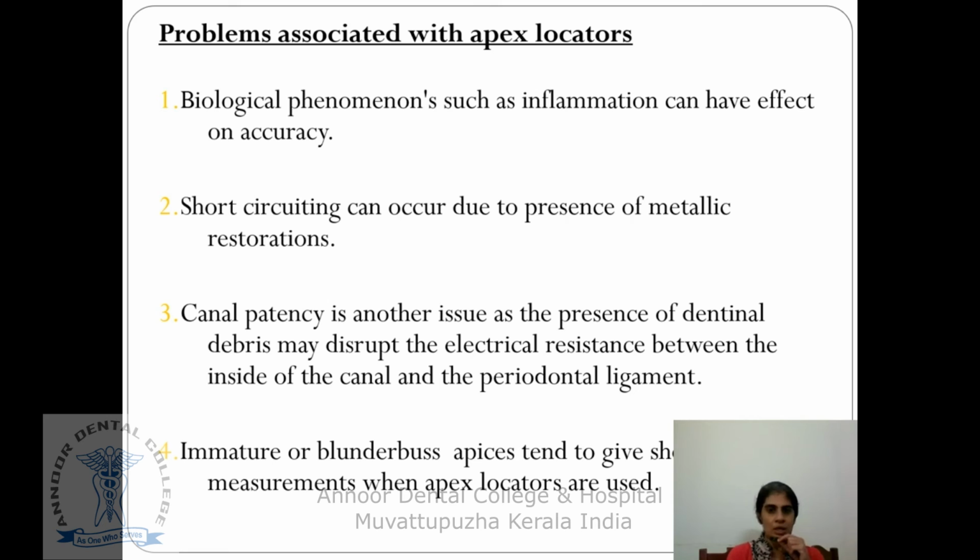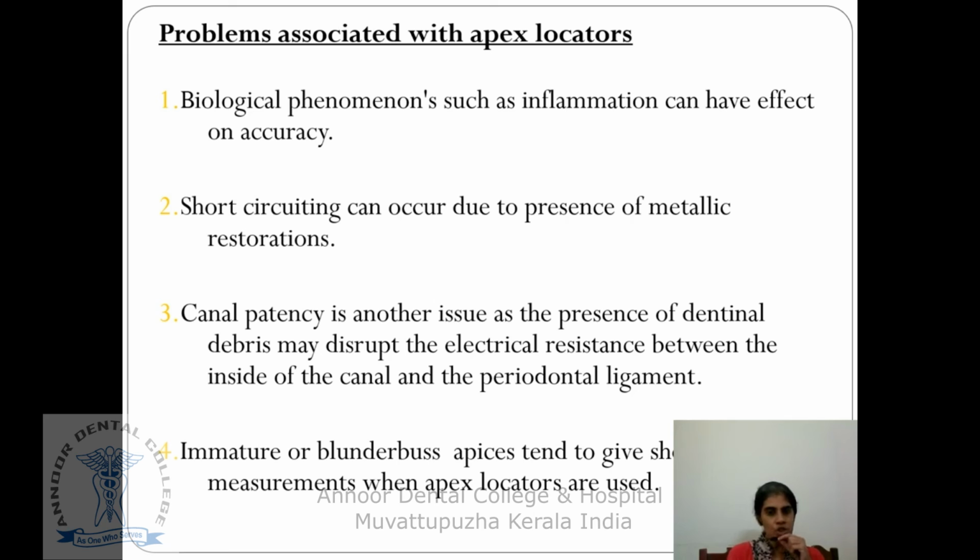Next is the canal patency. The canal should be completely patent and it should not have any dentinal debris in the root canal. This will disrupt the electrical resistance between the canal and the periodontal ligament.